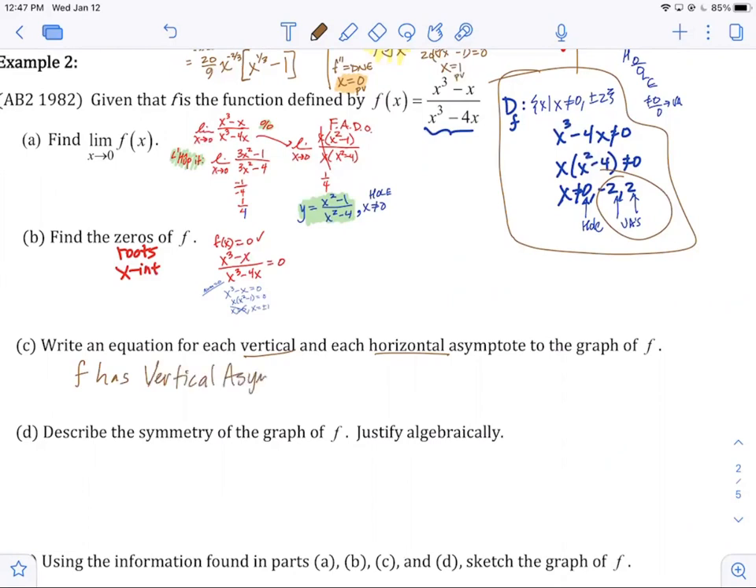As vertical asymptotes at x equals -2 and x equals 2, and a horizontal asymptote. How do we find horizontal asymptotes? They're not discontinuity asymptotes. Remember, they are end behavior asymptotes, right?